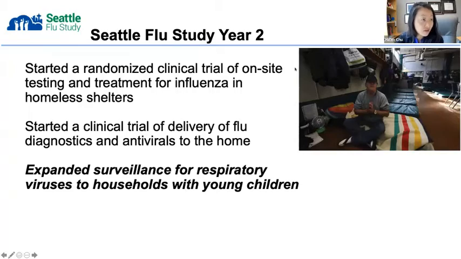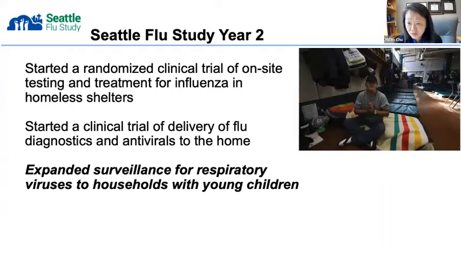So then we started year two, and in year two, we wanted to do a couple of other things. One of the things that we really wanted to understand was whether or not we could stop transmission early in congregate settings. And so we started a randomized trial of on-site testing and treatment for flu in homeless shelters in Seattle. We also started a clinical trial of delivery of flu diagnostics and antivirals to the home.